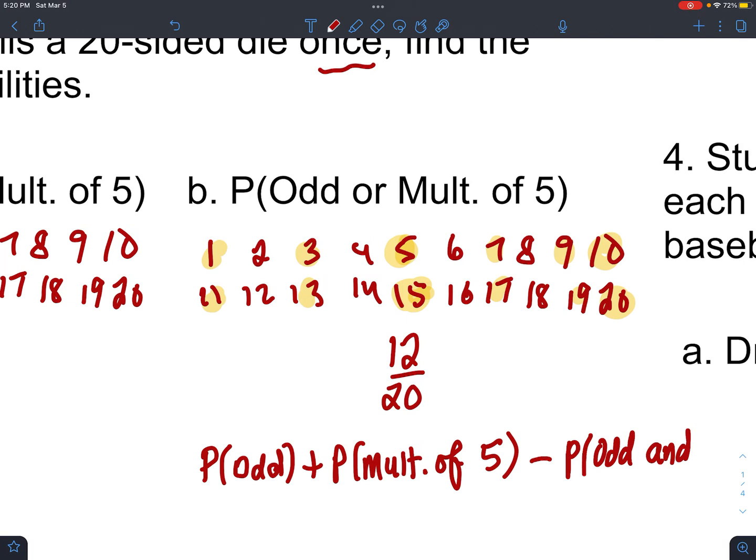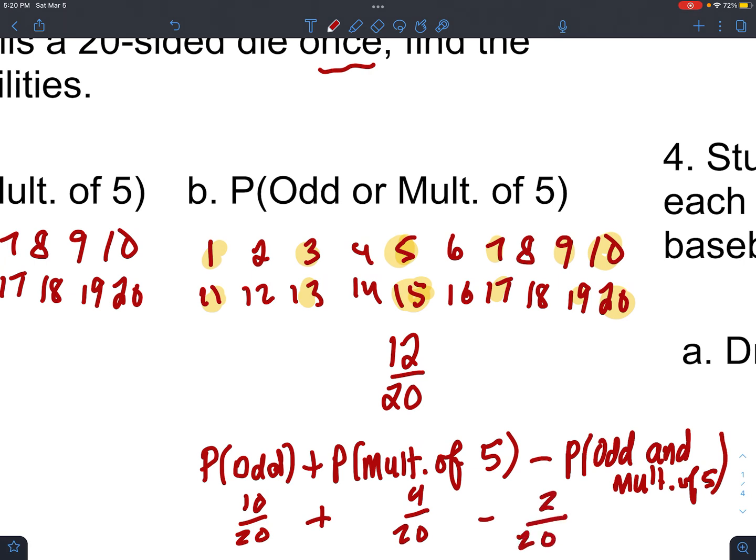So the duplicates would be the ones that are in both events. So this would turn out being, hey, you have a half chance of getting odd, a 4 out of 20 chance of being a multiple of 5, but there's 2 numbers that were double counted, 5 and 15, so we have to subtract those, okay?